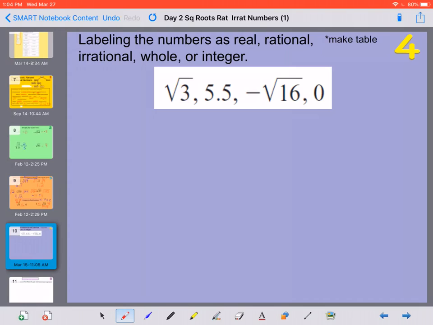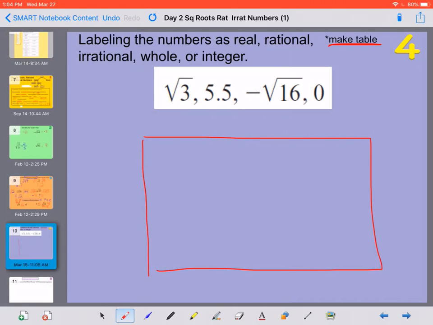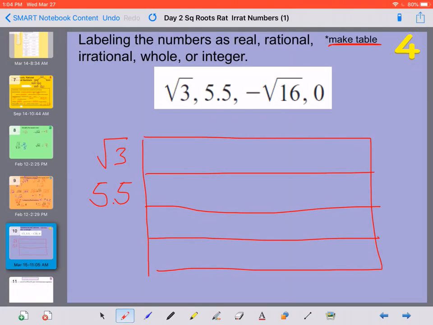Alright, so now we need to label these numbers as real, rational, irrational, whole, or integer. Now it says a little note up here, make a table. That's going to be the easiest thing we can do. So I'm going to make a table here. We're going to have the square root of 3, 5.5, the square root of 16, the negative square root of 16, and 0.